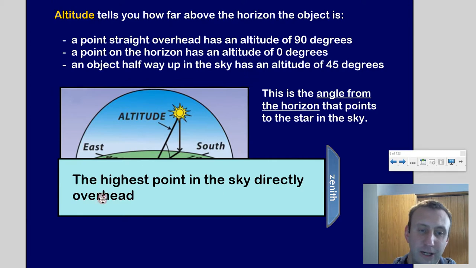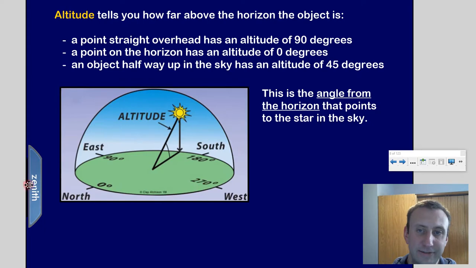So zenith is kind of a neat term. That is the directly overhead position. That would be the 90 degrees. The highest point in the sky directly overhead is the zenith.